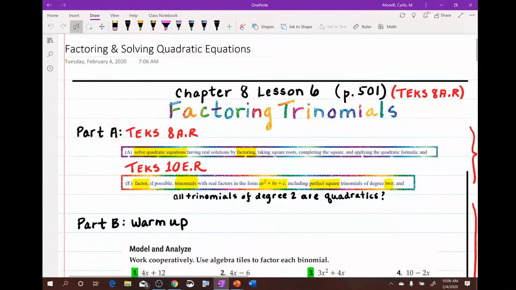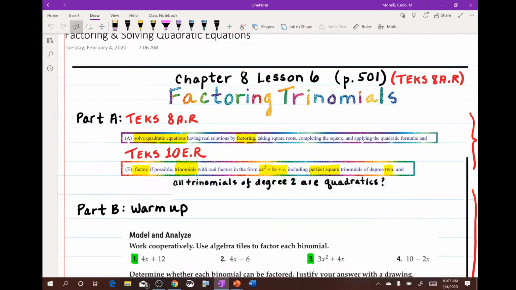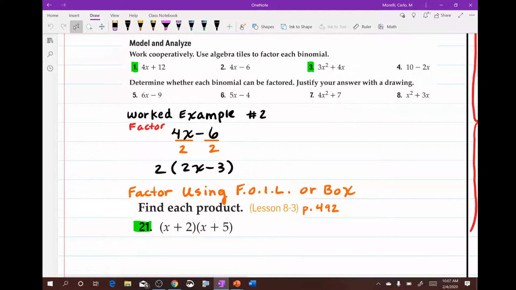So today we're going to pick up where we left off yesterday. Yesterday we learned how to multiply binomials. We learned a number of methods, but the two most common methods are box and FOIL. So here under warm-up, let's go through some examples.